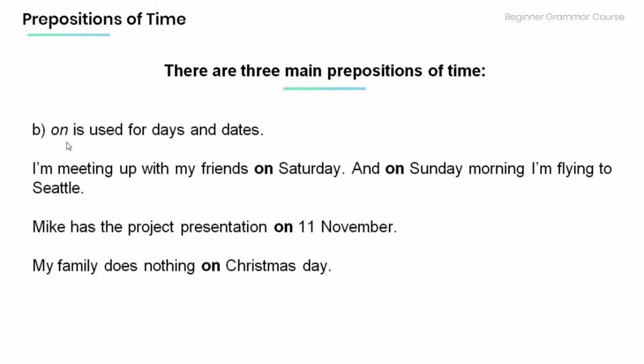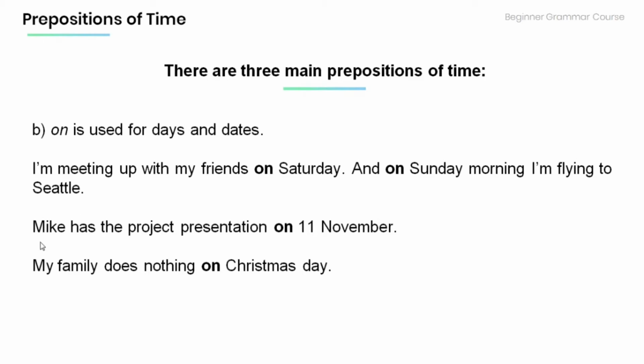B. On. On is used for days and dates. Have a look at the examples below. I'm meeting up with my friends on Saturday, and on Sunday morning, I'm flying to Seattle. In these sentences, the prepositions of time on are used for days, Saturday and Sunday.